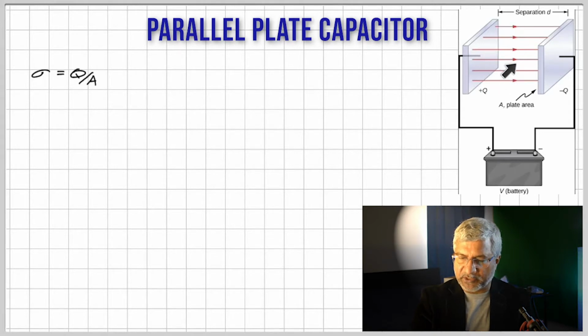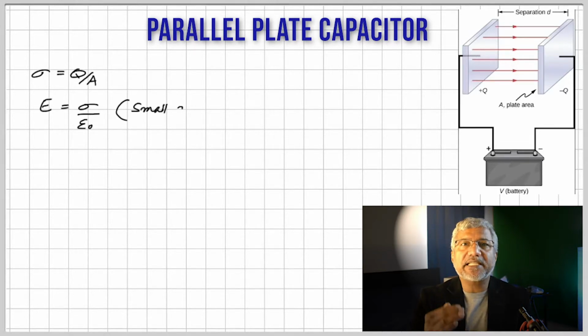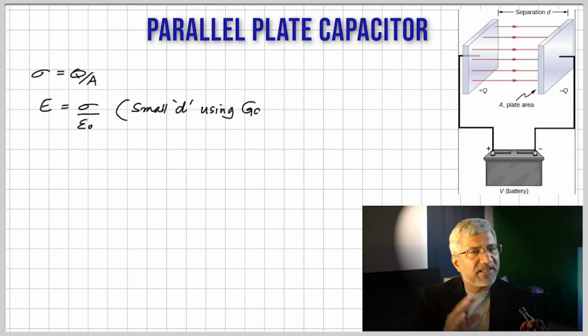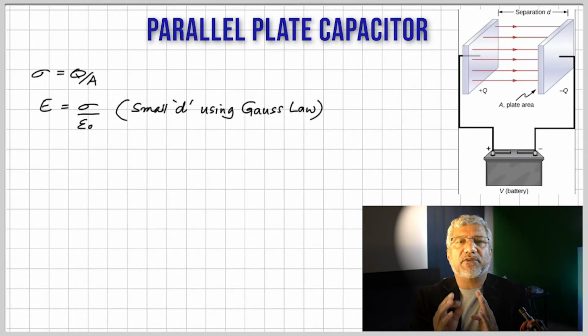So here you see the plates. The plates have charges plus Q and minus Q. The red arrows represent the electric field from the positive to the negative plate. And sigma is once again the charge on one of the plates divided by the area of that plate. And the electric field between the plates is sigma by epsilon naught. This is the case when we can consider that the distance between the plates is relatively small compared to the area, which is the case in a parallel plate capacitor.